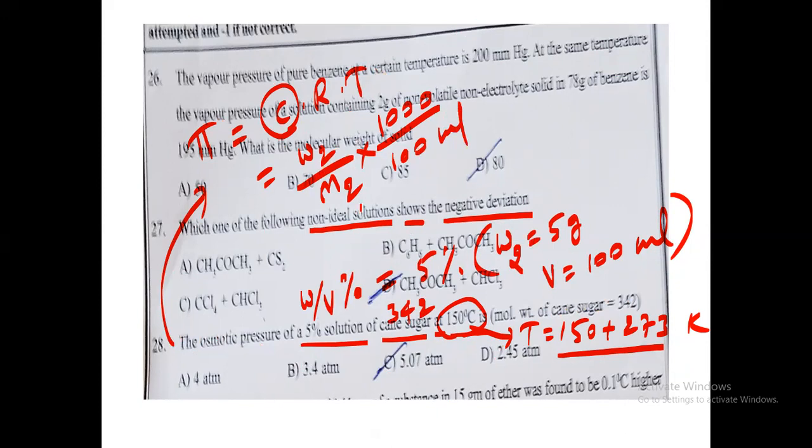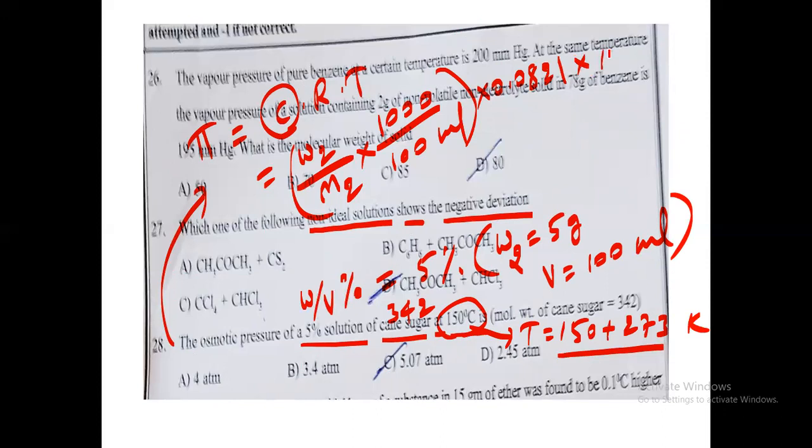W2 is what? 5 grams. M2 is what now? 342. Into 1000 by 100. This is molarity now. What is molarity? Into R. R value, how much is to be taken here? 0.0821 liter atmospheres we have taken.